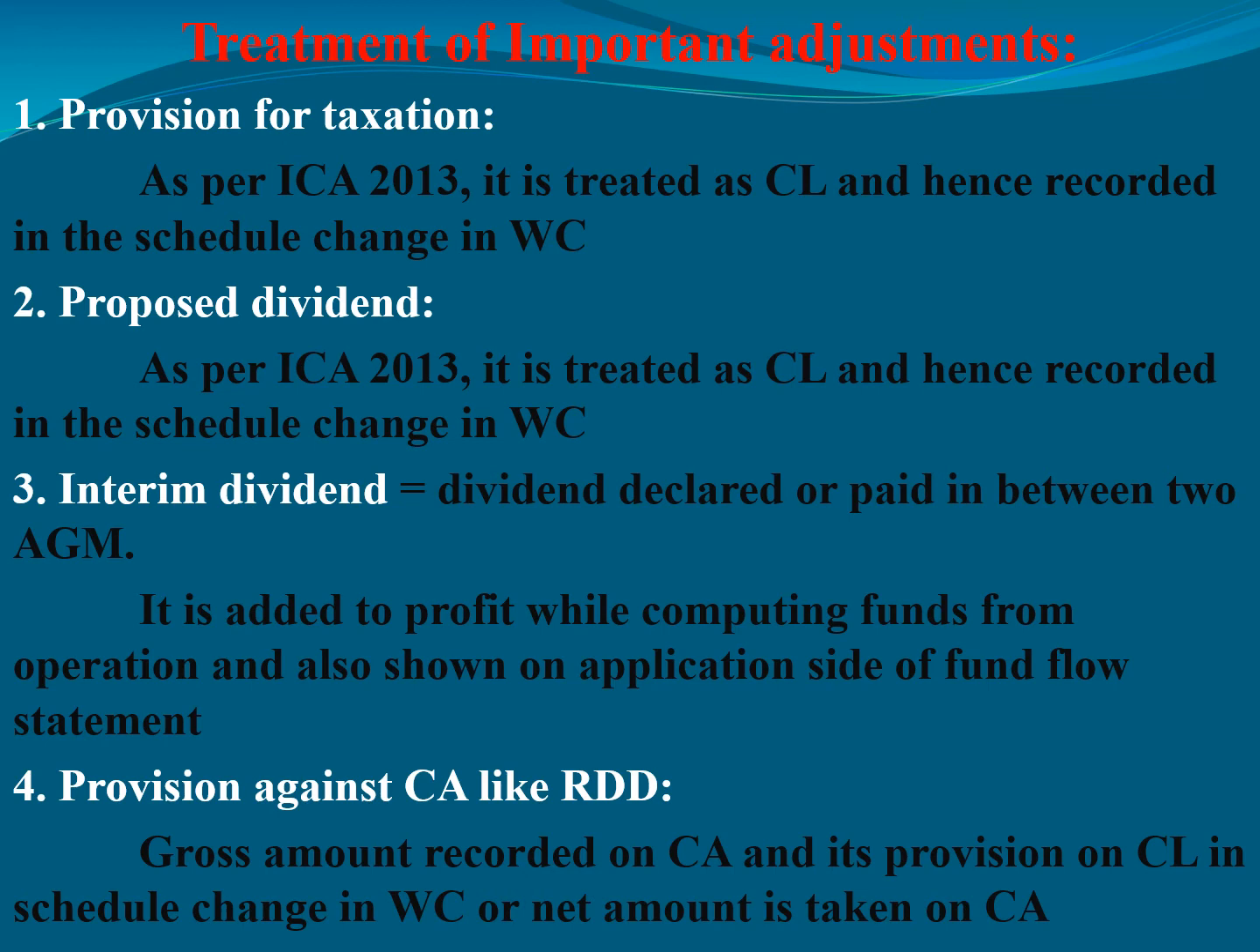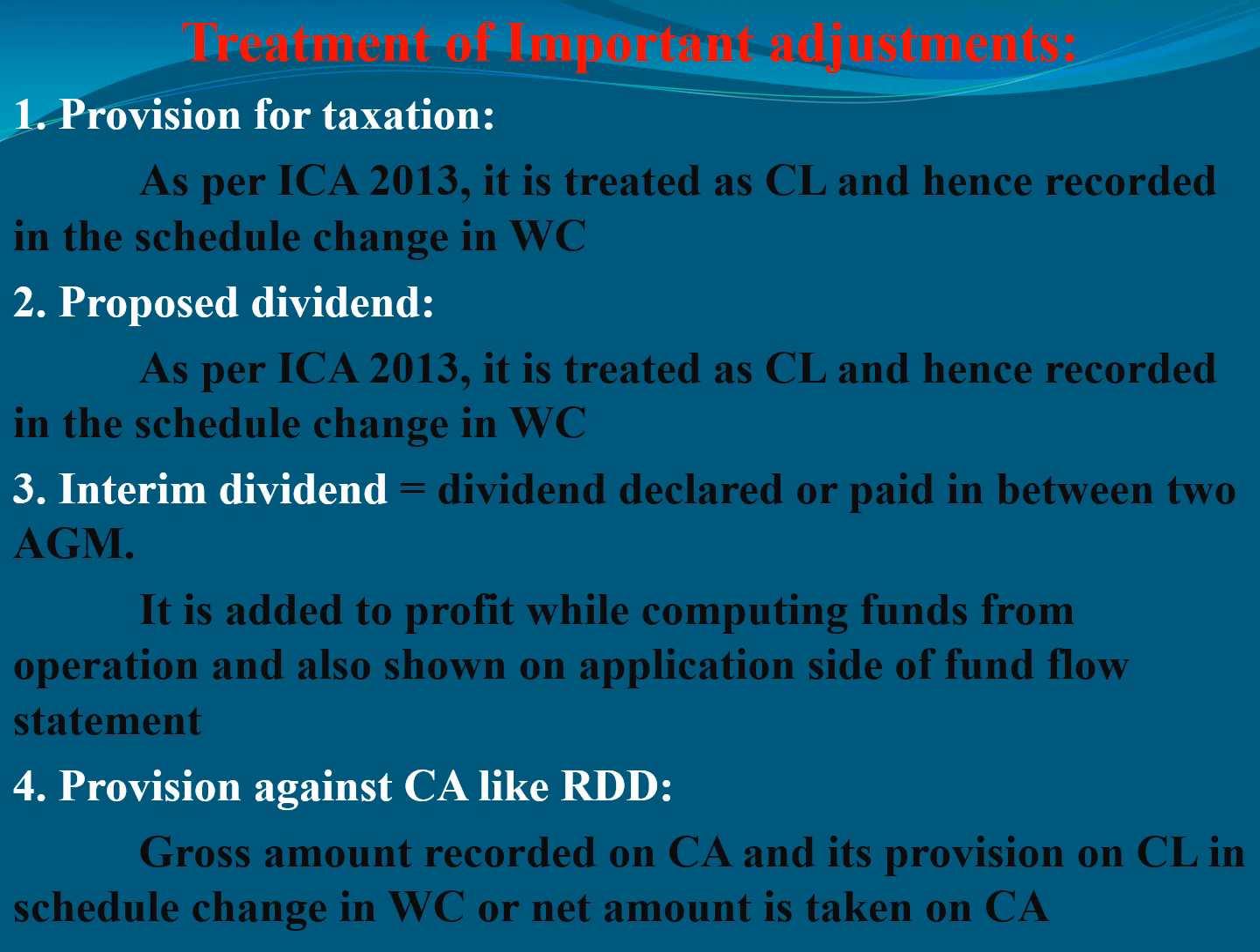As per the New Companies Act, it is treated as a current liability and hence recorded in the schedule change in working capital. So provision for taxation is a current liability. Since it is a current liability, it is taken in the schedule change in working capital in the current liabilities category. If it increases, that is a decrease in working capital, and if it decreases, it is an increase in working capital.